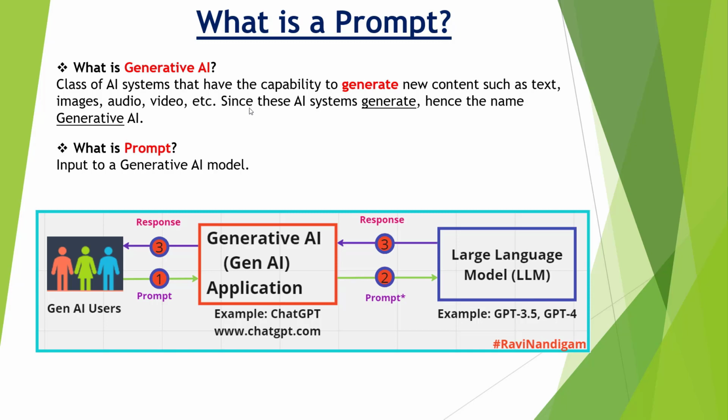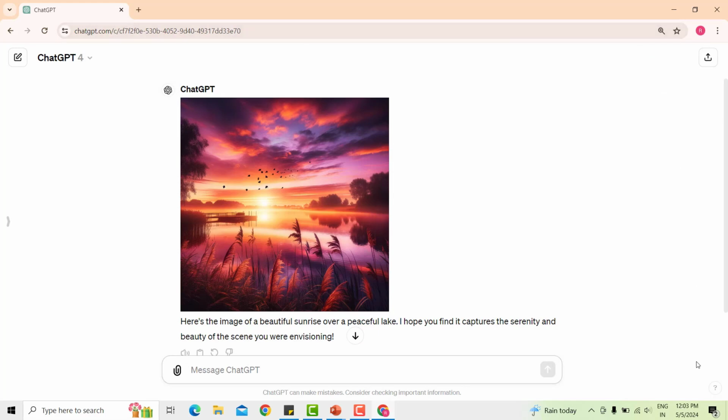If these are class of generative AI systems, then what is a prompt here? So to understand what is a prompt, let's look at this picture here. There are three major sections of this picture. Here we have Gen AI users, you and I. On the right side, we have a large language model such as GPT 3.5 or GPT 4. In the middle, you have a generative AI application. This interface is our generative AI application. Whatever I type here is called either an input or prompt.